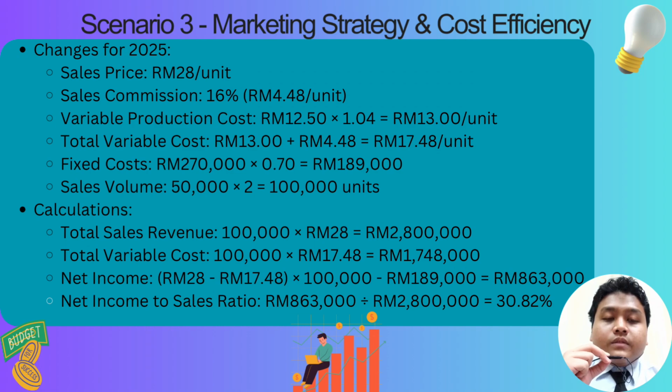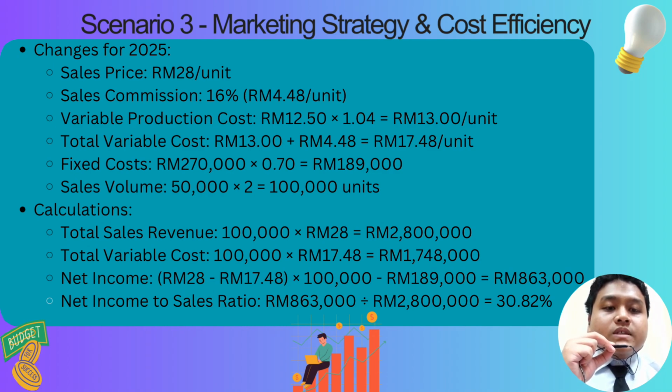In scenario 3, EcoGlow aims to double their sales to 100,000 units by investing heavily in marketing and promotions while improving operational efficiency. First, we set the sales price at 28 ringgit per unit to reflect the premium value of our eco-friendly bulbs. To incentivize our sales team, we increase the commission to 16%, which is 4 ringgit and 48 cent per unit.